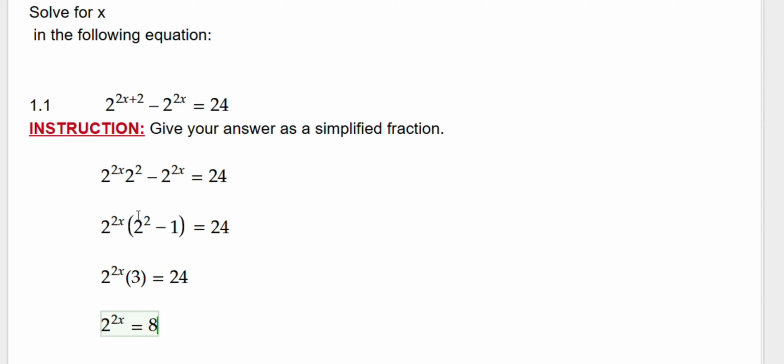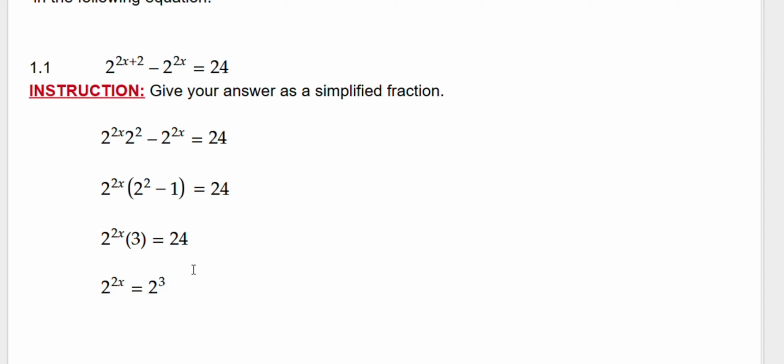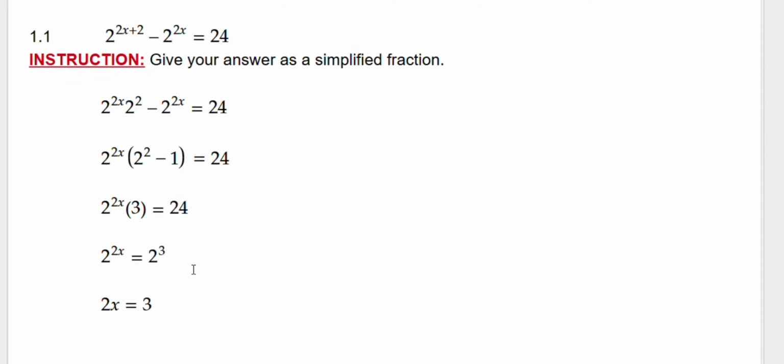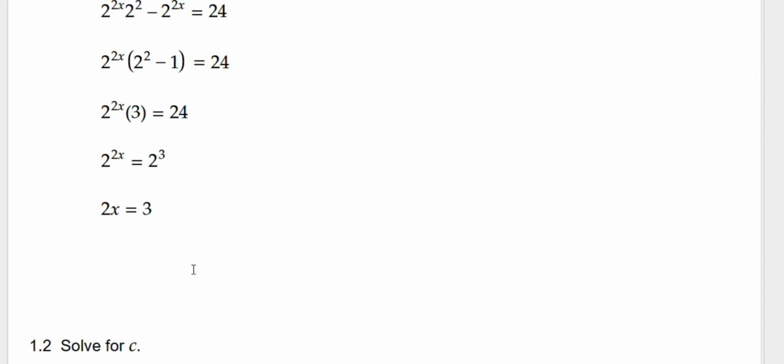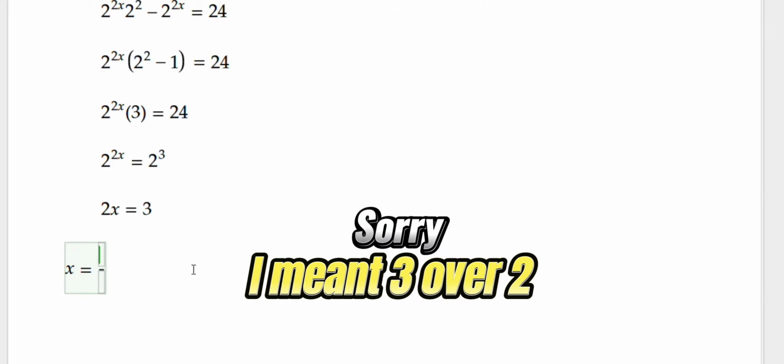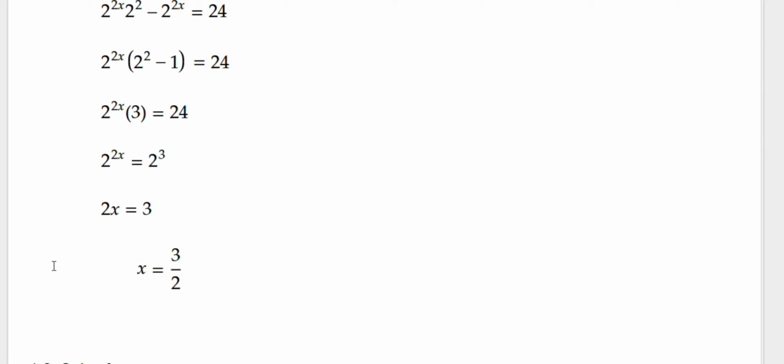And 8, we can represent as 2 to the power 3. I hope you are following. Now I need to equate the exponents since we have the same base. So 2x is equal to 3. Now we need to divide 2x by 2 on both sides. So x is equal to 3 over 2. I hope you are following, guys. So okay, 3 over 2.